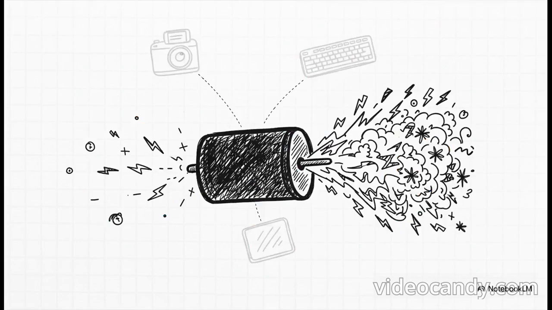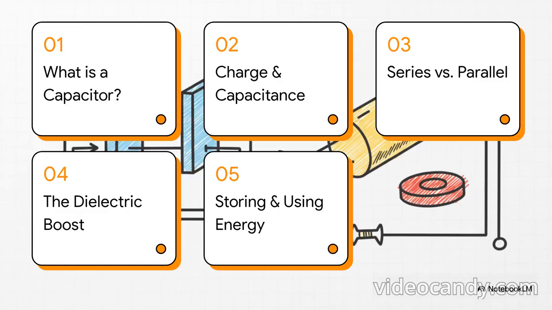Now, you can kind of think of it like a super tiny battery, but one that can charge up and then unleash all its power in a split second. And that's its superpower, really. This ability to store energy and then release it in an instant. It's the secret ingredient that makes your camera flash work, and it's even what makes the touchscreen on your phone, well, touch sensitive. So today, we're going to do a deep dive into this amazing little device.